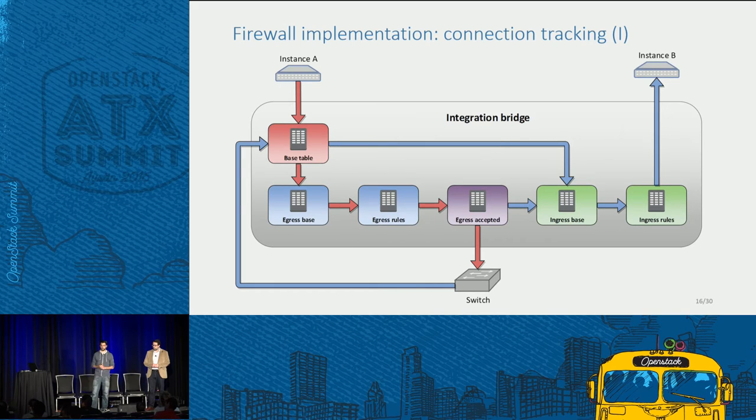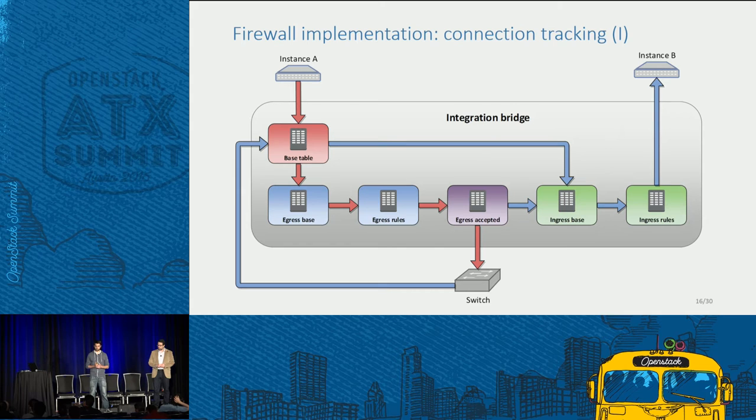In this image, you can see the instance A and instance B. Instance A will represent an egress traffic, which is traffic going out of the instance towards the switch. And instance B represents ingress traffic. So how does it work? The integration bridge that those tap devices are attached to, it first goes to the base table. Well, it distinguishes between those two kinds of traffic. So either it processes an egress pipeline or ingress pipeline.